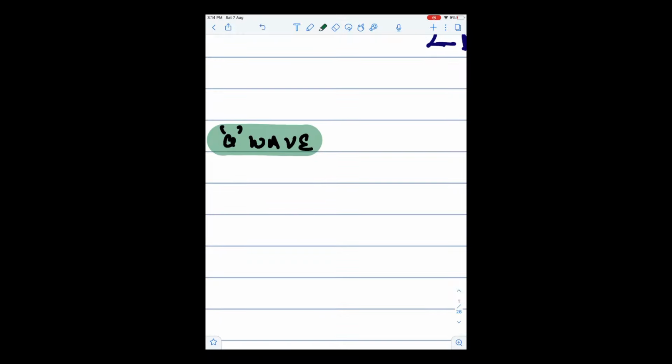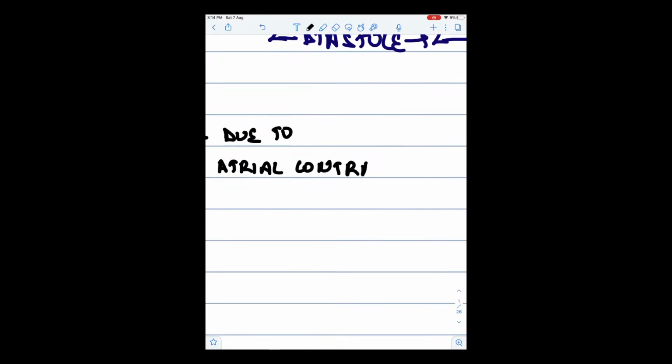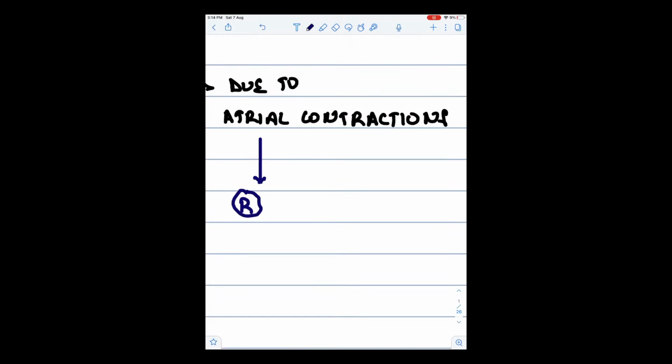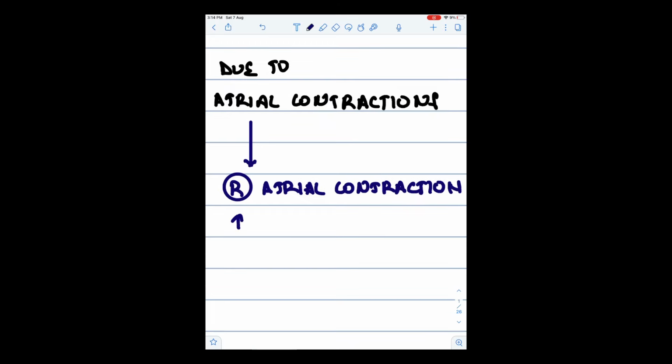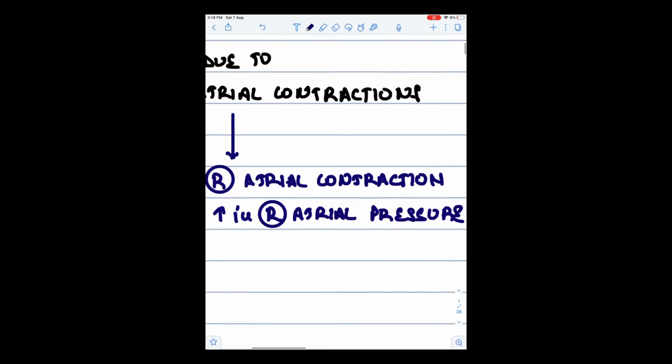So first of all, A wave. A wave is a wave which occurs due to atrial contraction, right atrial contraction. And when there is contraction of the right atrium, the pressure within the right atrium increases. So there is increase in the right atrial pressure.